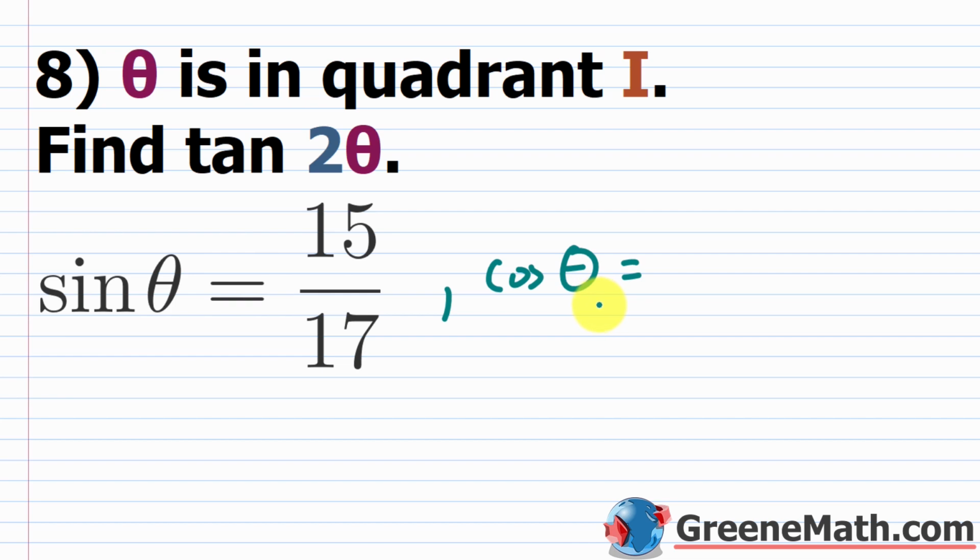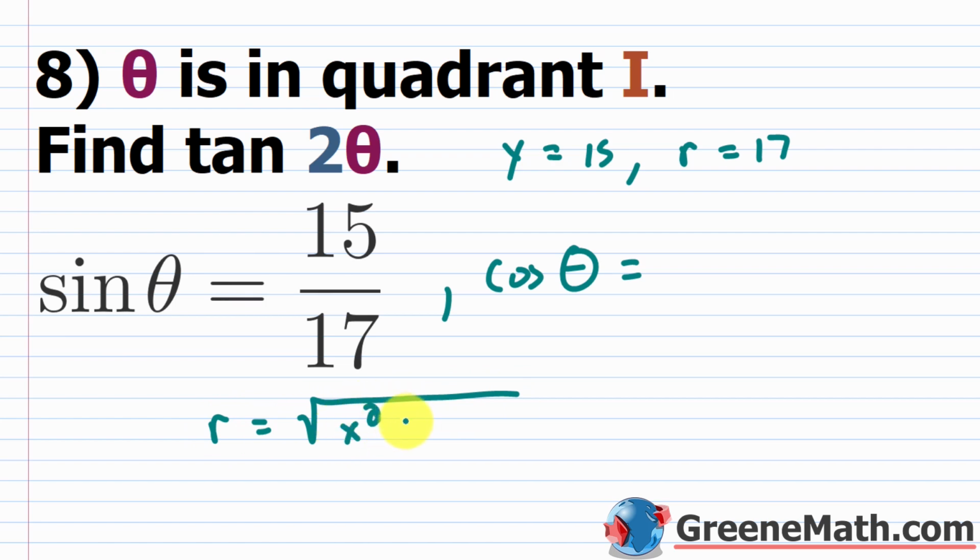So I would notice that this is going to be an 8, 15, 17 right triangle, right? I'm in quadrant 1. And again, if you don't know that, you can think about sine of theta as y over r, right? So my y value is going to be 15, and my r value is going to be 17, okay? So you could just plug in to the r is equal to the square root of x squared plus y squared. Now I know that y is 15, so this would be 225 here. And this would be 17 here. You've got to get rid of the square root. So what I would do is square both sides.